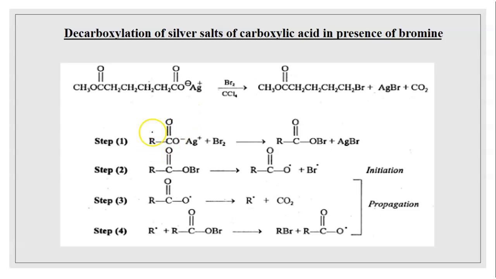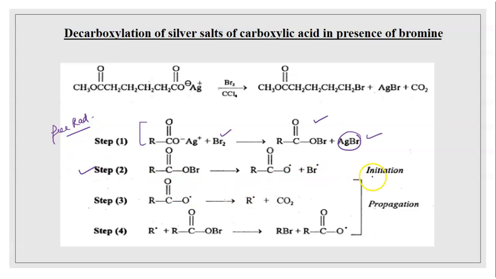Over here you can see the silver salt of your carboxylic acid. What is happening? This silver salt will be reacting with your bromine and will be giving you this structure, that is RCOOBr, and silver bromide is released. Now the second step is occurring, this is actually your free radical mechanism. Okay, this is your free radical mechanism.